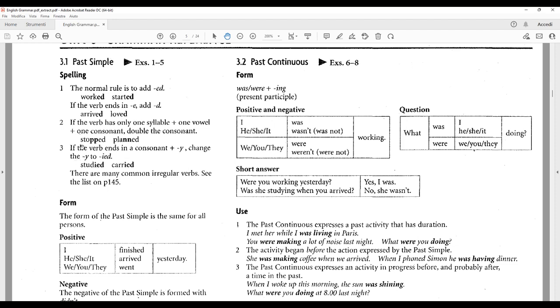Right now, just understand that you have to double the consonant. So stop becomes stopped. Okay, not stoped, but stopped. So not stop, stopped. Plan, planned.